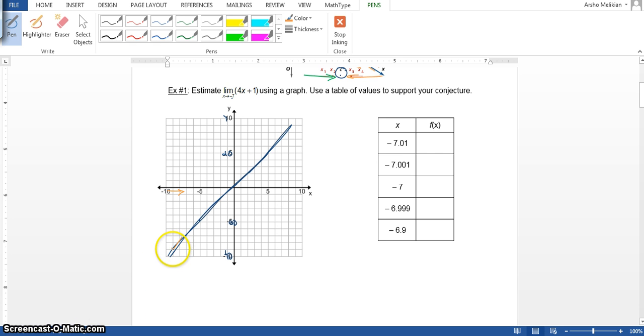I have a question. You said that x approaches negative 7. Why do we look at it from the left and the right? Is it just always like that?